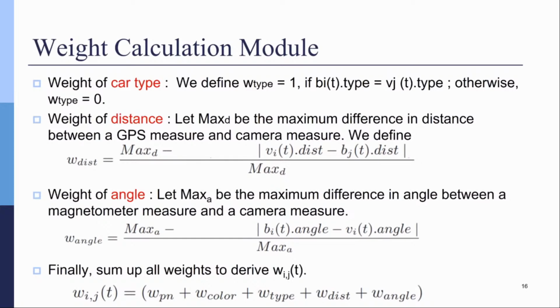The last weight is the angle. We calculate the difference in angle between a magnetometer measure and a camera measure. Finally, we sum up all the 5 weights to derive Wij, which is the weight when pairing vehicle BJ in the camera and broadcast packet BI sent by some neighboring car.